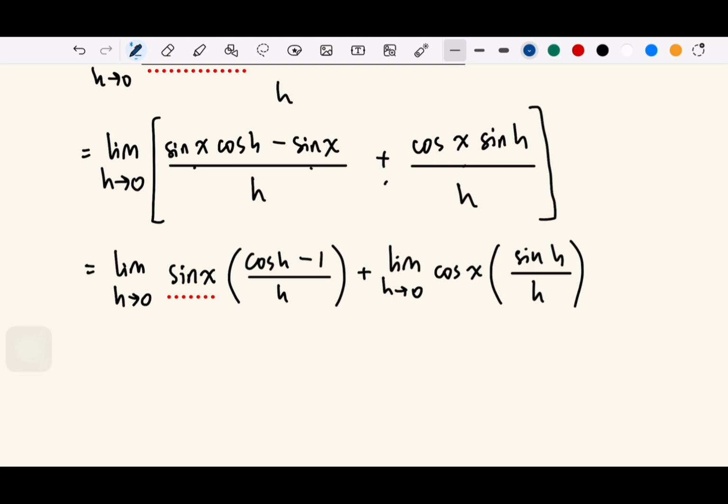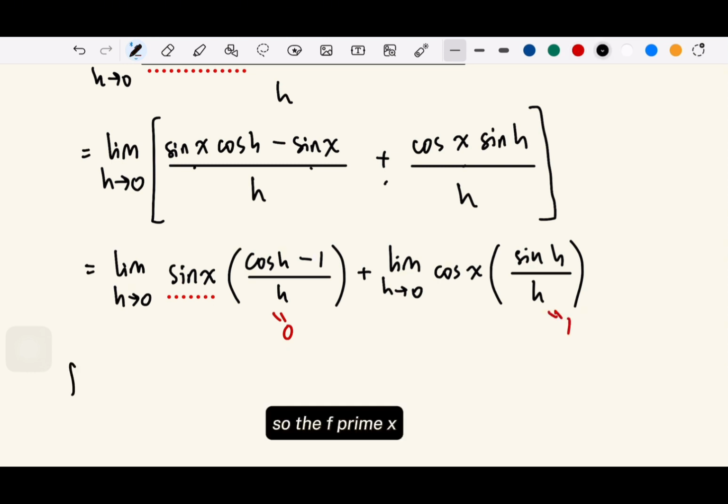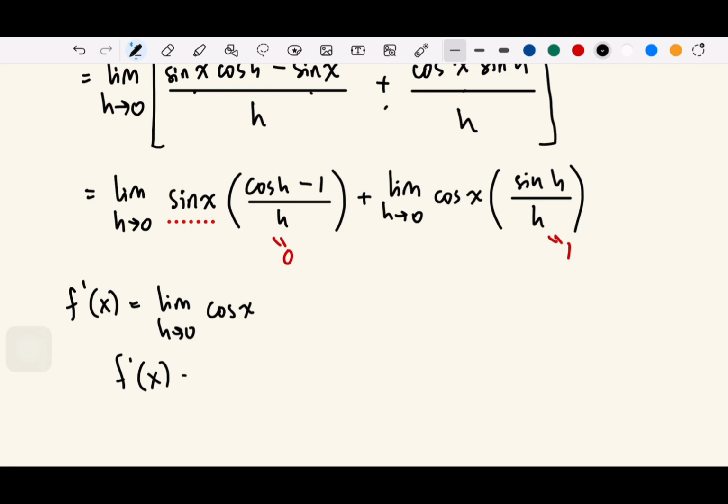Okay. So this will be equal to 0, and this will be equal to 1. So the f prime x, or this f prime x, is cosine x. Okay, that's the conclusion.